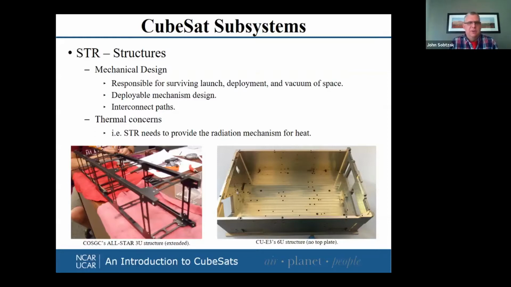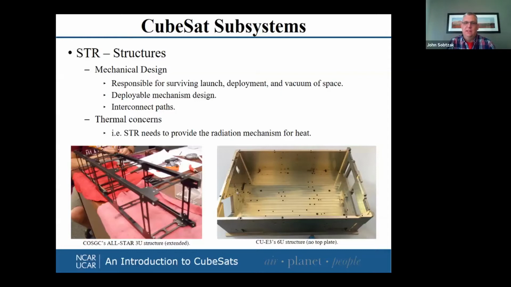So I show two examples of structures here. On the lower left is the Colorado Space Grant Consortium's All-Star bus, one of the satellites I worked on, that I'll show later. It's a 3U satellite, so it's 10 centimeters by 10 centimeters by 30. It uses kind of a rail structure that you can see, and it's actually longer than 3U in length because it's got a telescoping inner part that extends out when it deploys, so the payload's actually away from the rest of the bus.